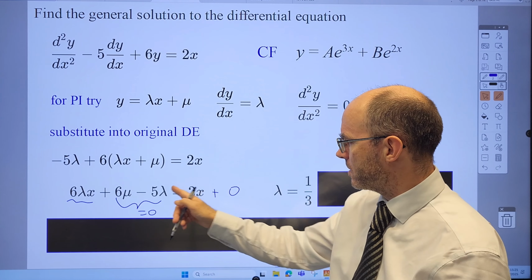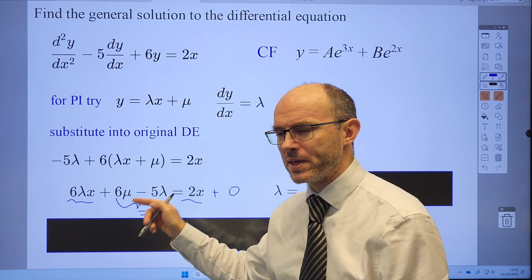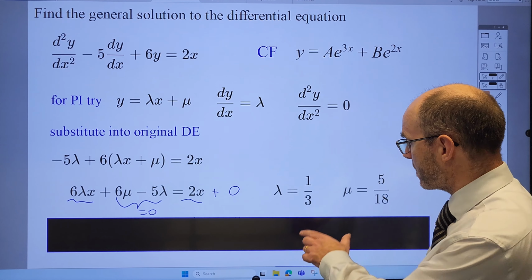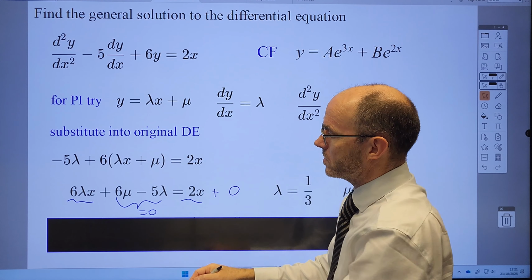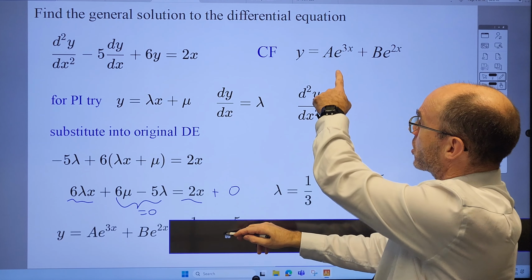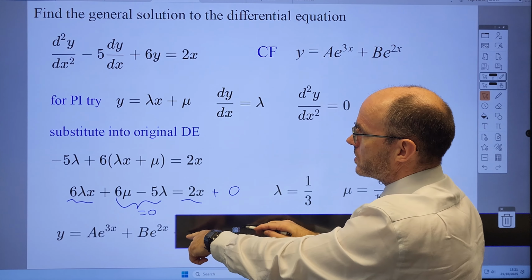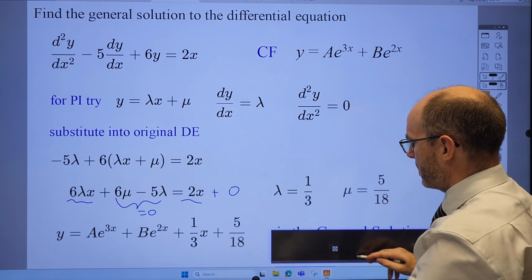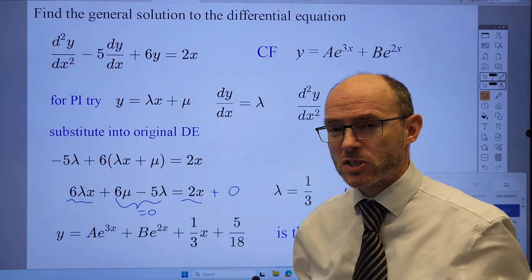So when you've got lambda, you can work out what mu is because that has got to be equal to 0. So mu is equal to 5/18. And then that gives us our particular integral. So our solution must be the complementary function added to the particular integral, 1/3 x plus 5/18. That's it. And that's our general solution.